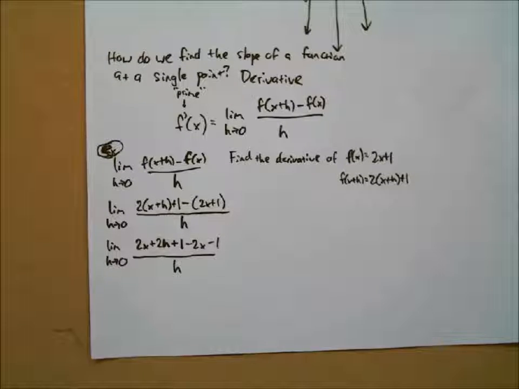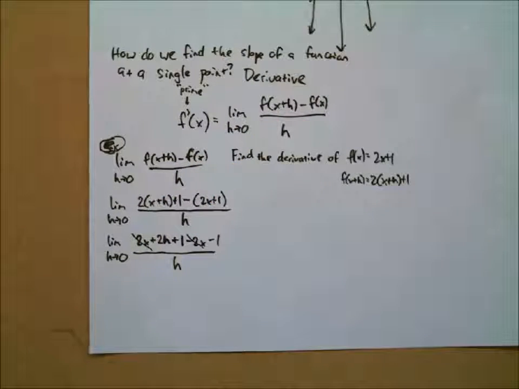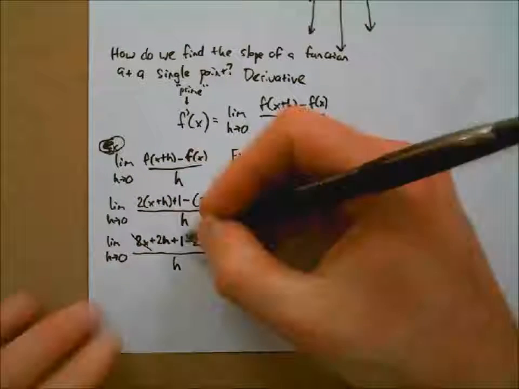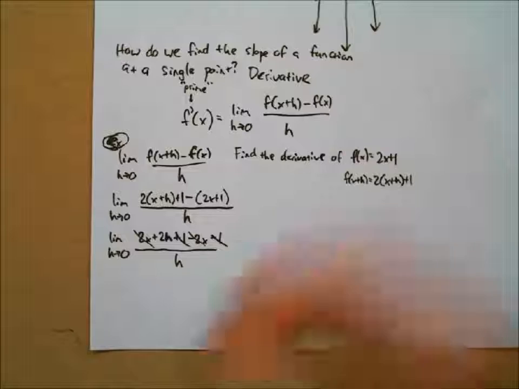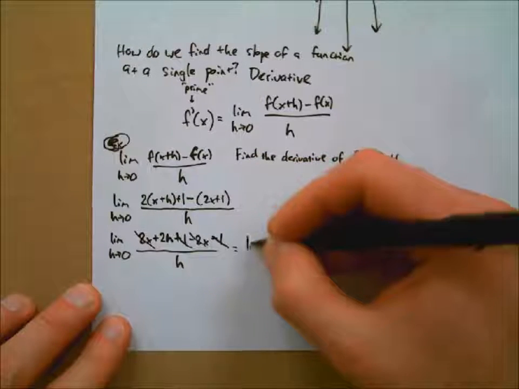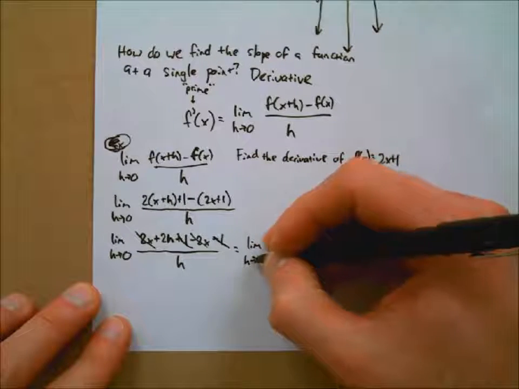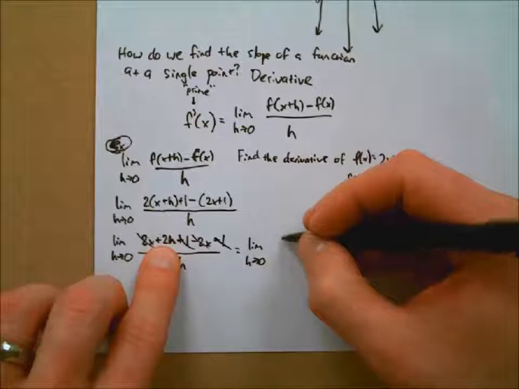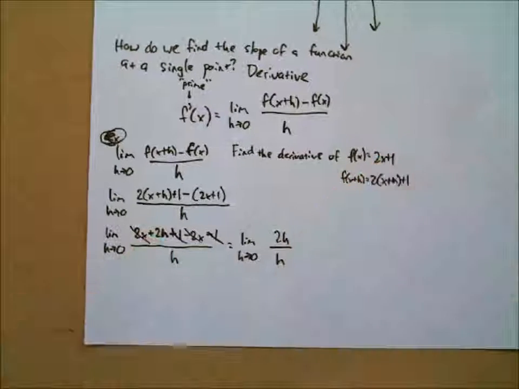What can we cancel? 2x and minus 2x. 1 and negative 1. And so that's all that's left in the numerator to cancel out. So let me rewrite here a little bit. We have the 2h still left in the numerator. We have the h still left in the denominator.